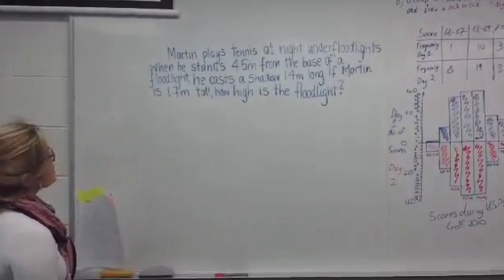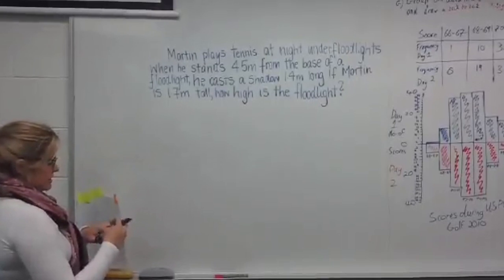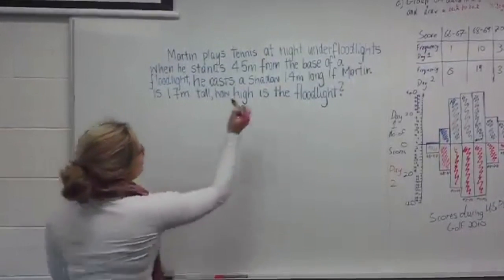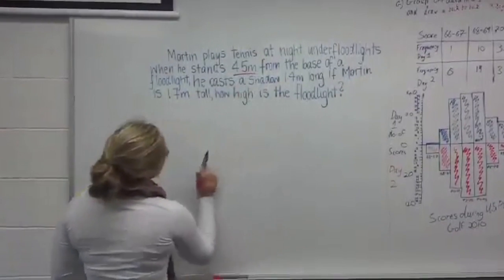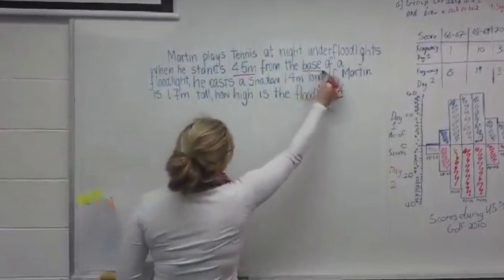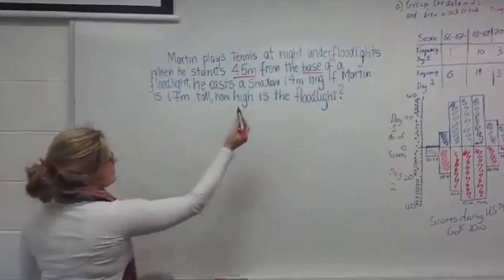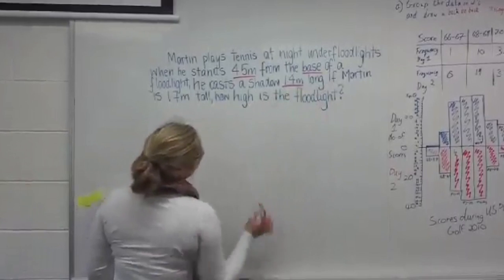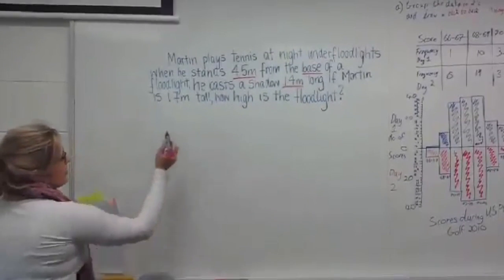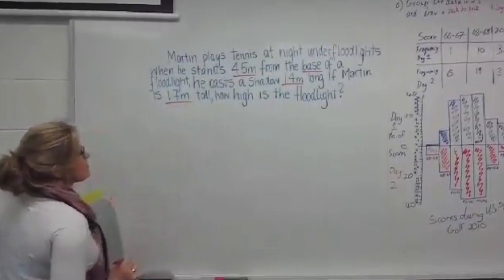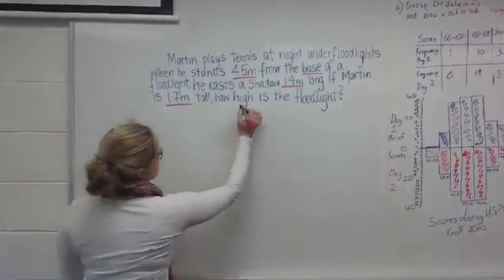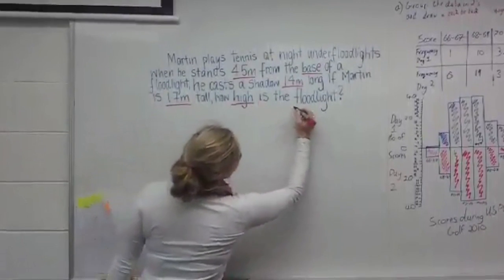First of all, let's recognise the important information of this question. We know it is 4.5 metres from the base. Martin stands. He casts a shadow 1.4 metres long. We know Martin is 1.7 metres tall. And the question's asking us how high is the floodlight.